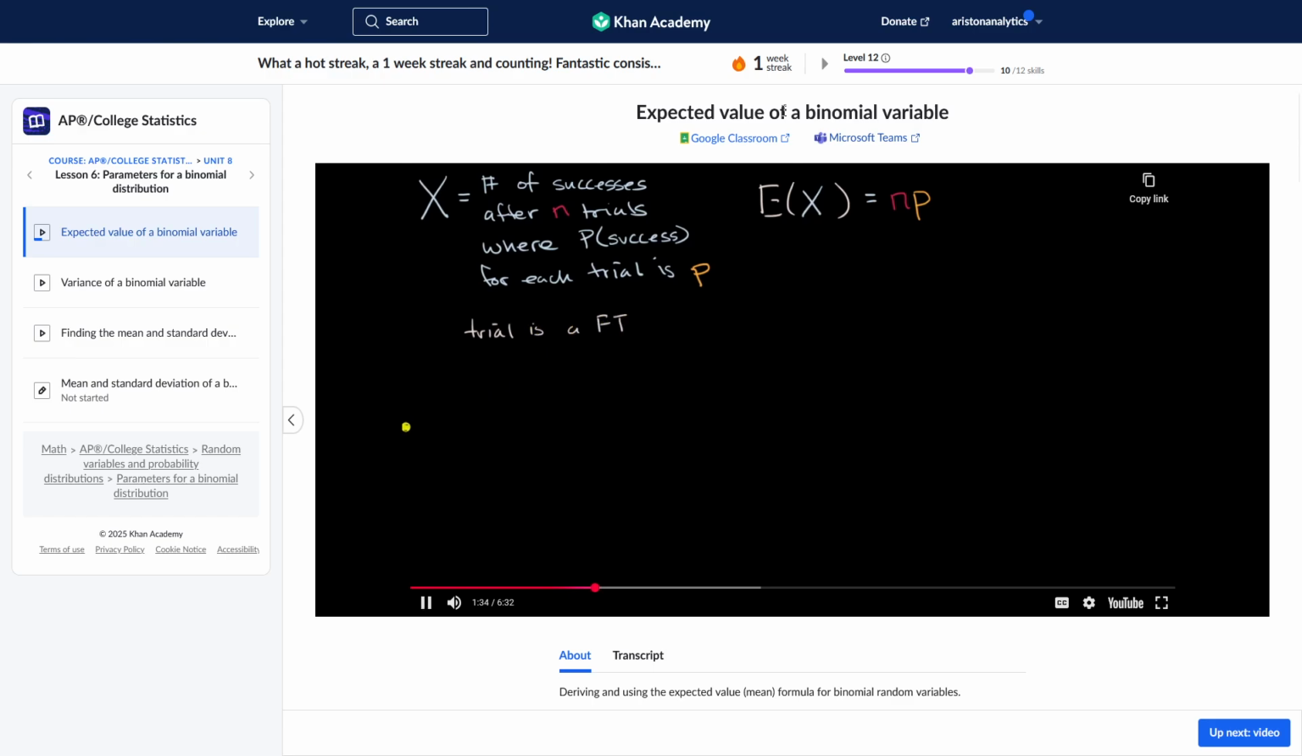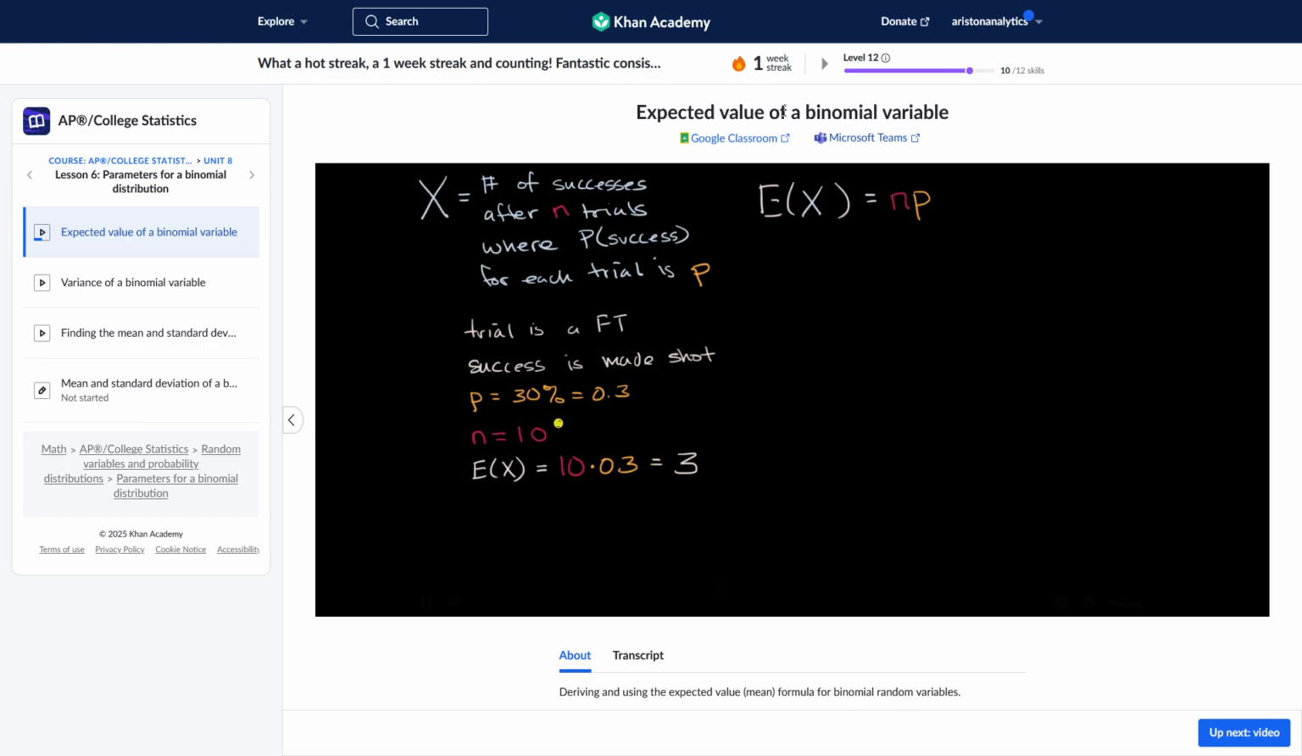Or a free throw, taking a number of shots, all within the state's 10. So this is making it all a lot more concrete. The number of trials times the probability of success in any one of them. Well, if you're taking 10 shots with a 30% free throw percentage, it actually does feel natural that I would expect to make 3 shots.